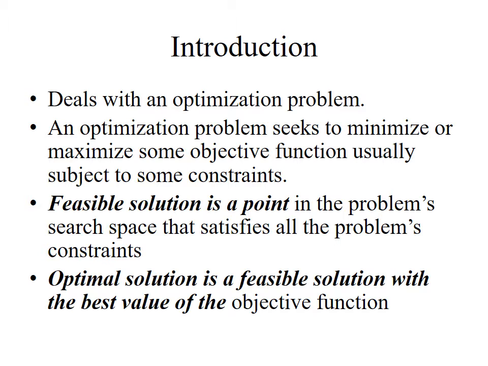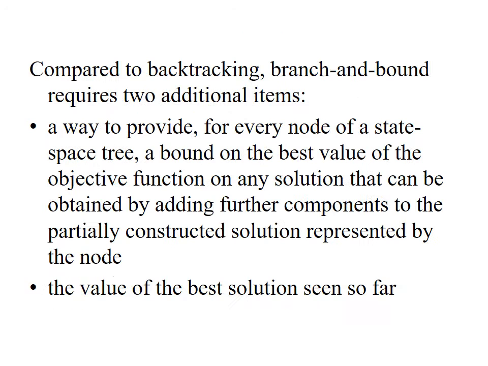So with the optimization problem, we need to know two things. First one is a feasible solution and next one is an optimal solution. A feasible solution is one which satisfies the constraints but it won't give the best value of the objective function. But an optimal solution is a feasible solution with the best value of the objective function.